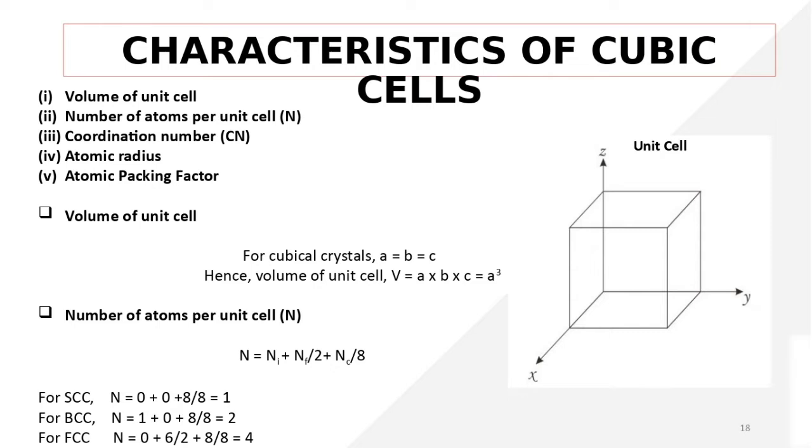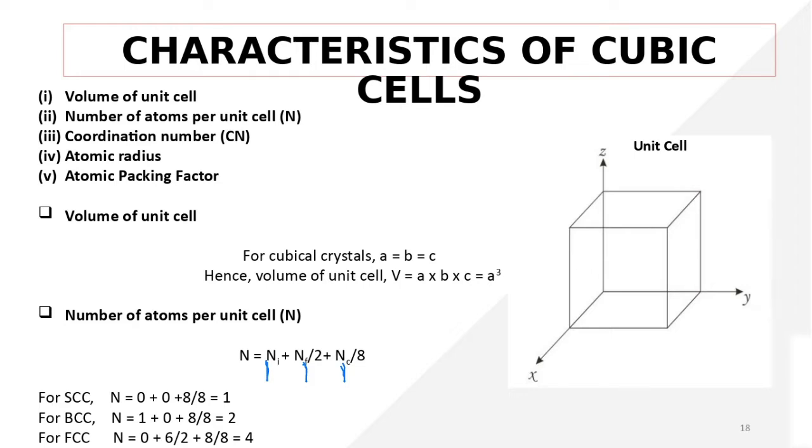The number of atoms per unit cell is the sum of three terms. First is the number of atoms present inside the cell, second is the number of atoms present at the faces of the unit cell, and third is the number of atoms present at the corners of the unit cell. Using this equation you can calculate the number of atoms per unit cell.